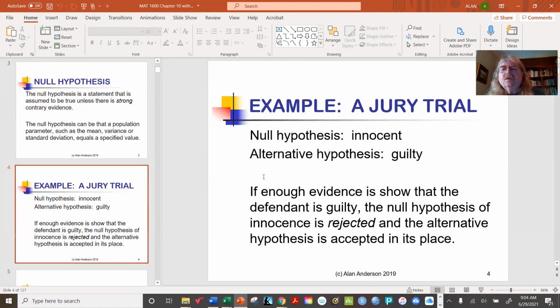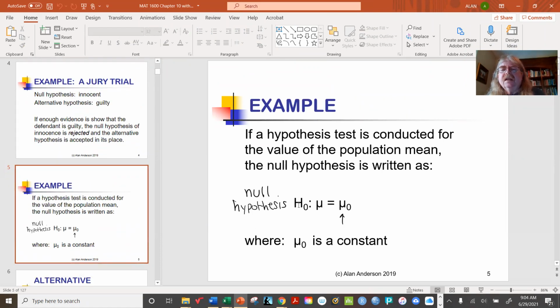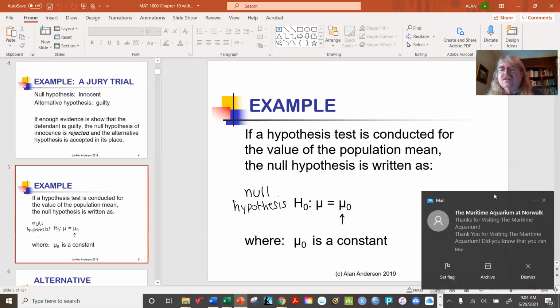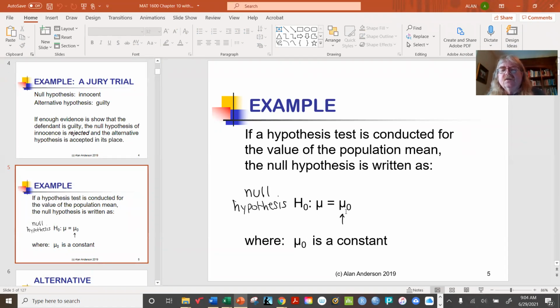So the null is always written as, in the case of the mean, is equal to some specific constant, which we'll specify. So mu with a little subscript of 0 means a constant. For example, if we think that the mean age of the students at purchase is 20 years old, then we will use 20 right here. And we will continue to believe that until we find evidence that it's different than 20.